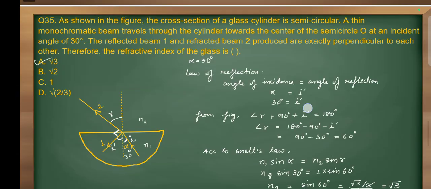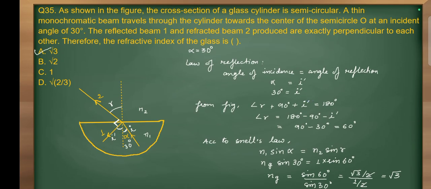Question number 35. As shown in the figure, the cross section of glass cylinder is semicircular. A monochromatic beam travels through the cylinder towards the center of the semicircle O at an incident angle of 30 degree. The reflected beam 1 and the refracted beam 2 produced are exactly perpendicular to each other. Therefore, refractive index of the glass is? We know that according to law of reflection, angle of incidence is equal to angle of reflection.